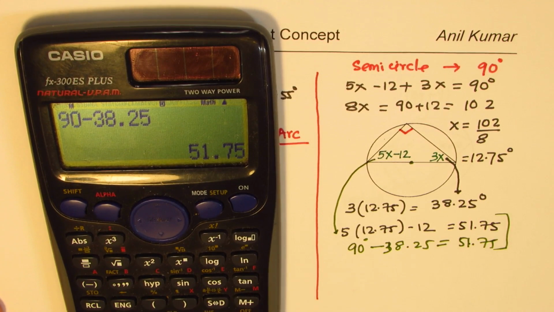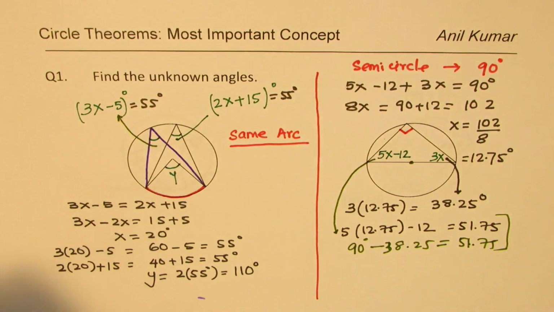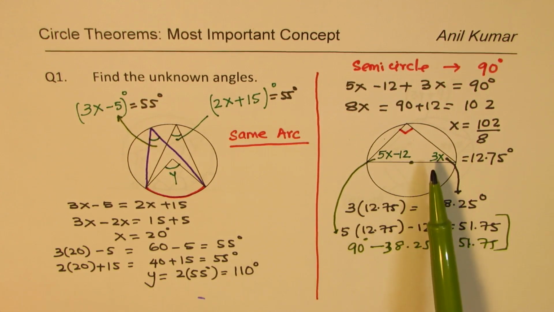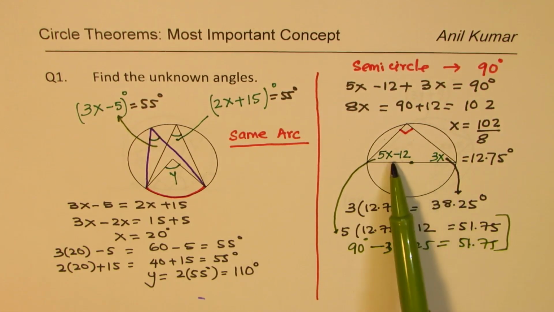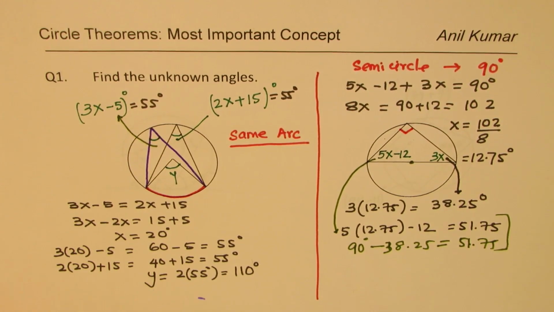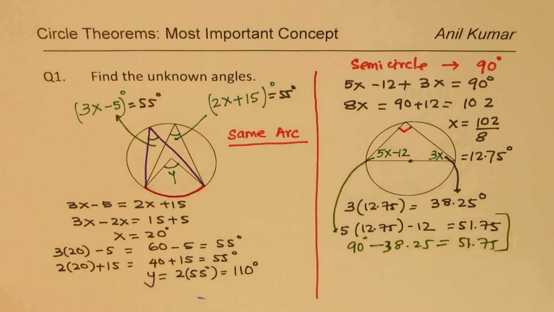Does it make sense to you? So in a test paper, while doing your calculations, once you find the easier one, you should take it away from 90 and find the other one, right? So that is a key. You have to save time sometimes, right?